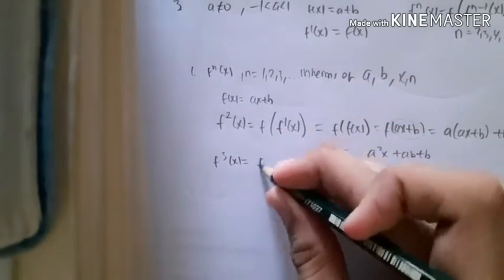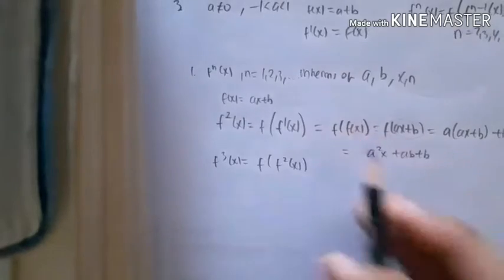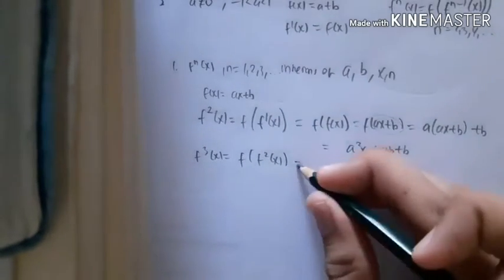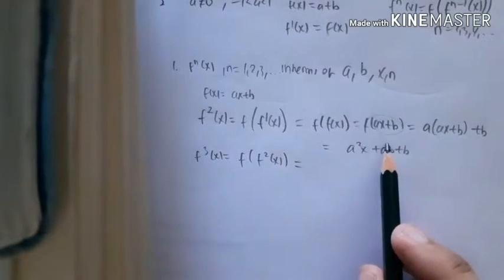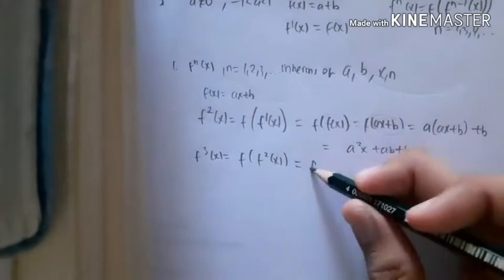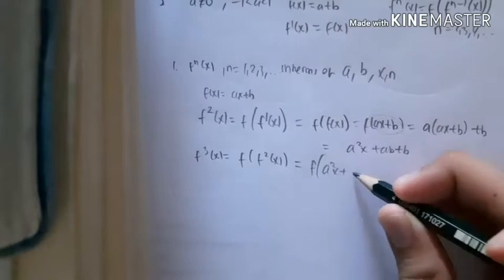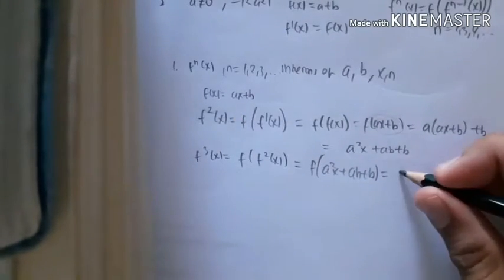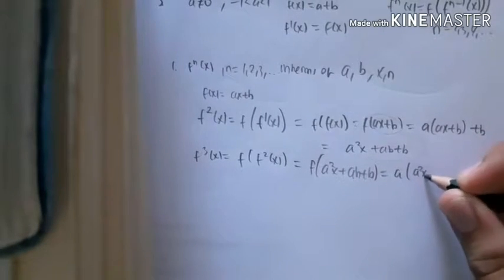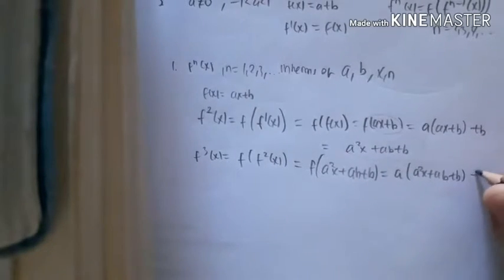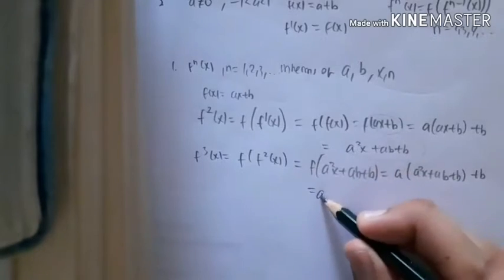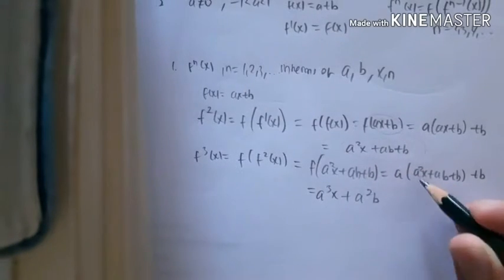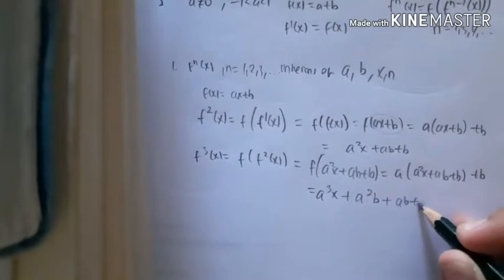This is of course f of f squared x, using the same pattern and the same way. Okay, so we know that f squared x is this, so we just change it into this, and we insert it into the ax plus b. So a of a squared x plus ab plus b, plus b, this is equal to a to the power of 3 x plus a squared b plus ab plus b.